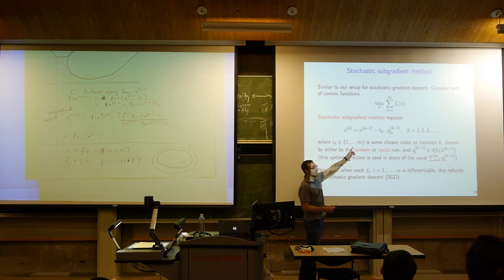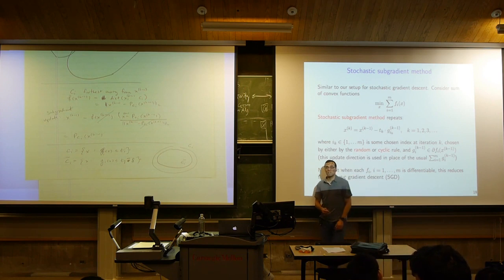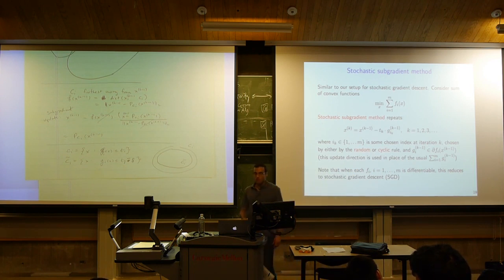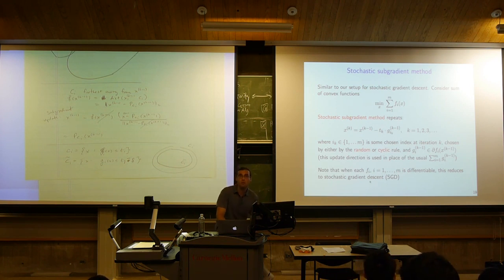Subgradients for a sum of convex functions, we can just take a sum of subgradients. So opposite to this would be the direction used by the usual subgradient method, and then stochastic subgradient uses just subgradients from one of the functions at a time. Okay, and when these functions are differentiable, this reduces to what we already saw with stochastic gradient, or SGD.